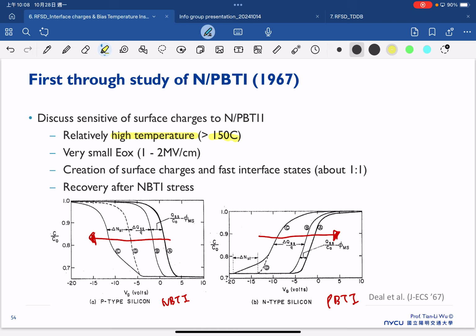And at this time the stress was at a very small oxide field, because that was a long, long time ago. Also, this paper already started to discuss the surface charge and fast interface states. And one of the important phenomena of BTI is that it can recover. That was also already observed in 1967.